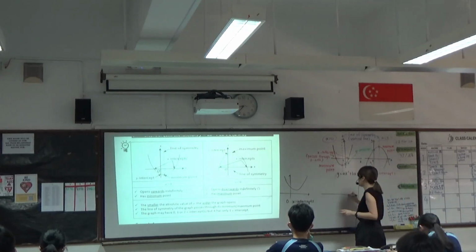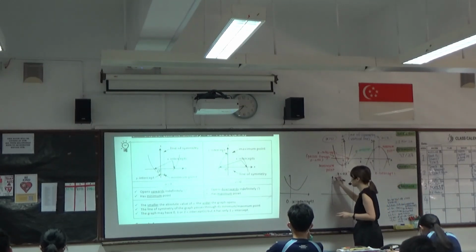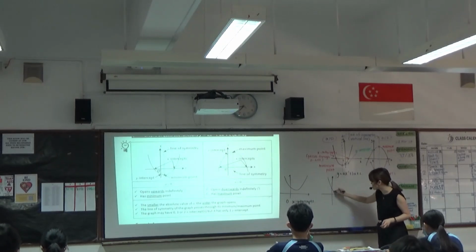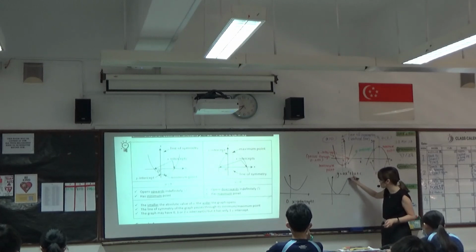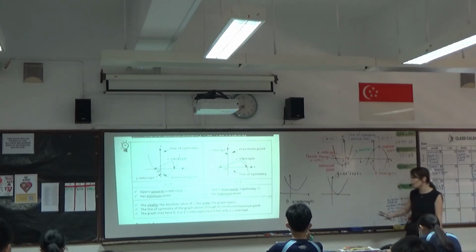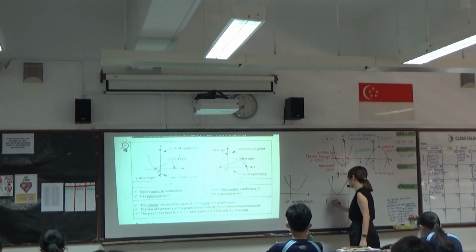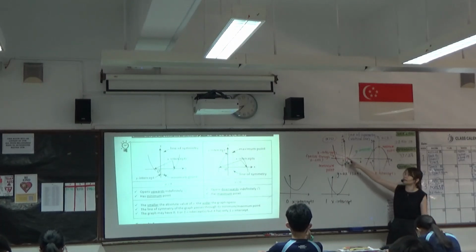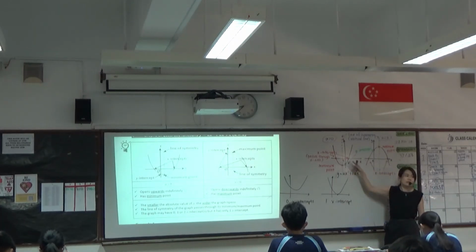Another case would be when there is 1 x-intercept. Following the same shape, you can have something like that, touching the x-axis at only one point. So this is where we have 1 x-intercept. And then lastly, to have 2 x-intercepts, that is what we have already over here.